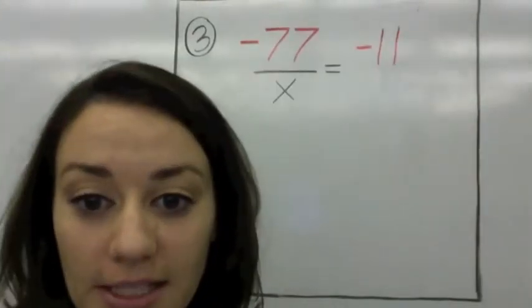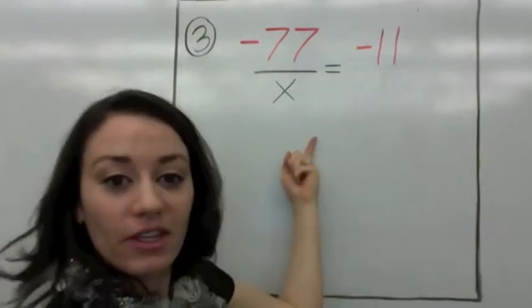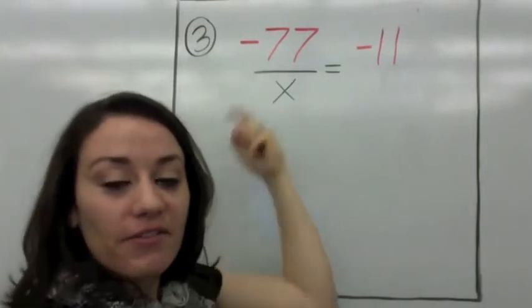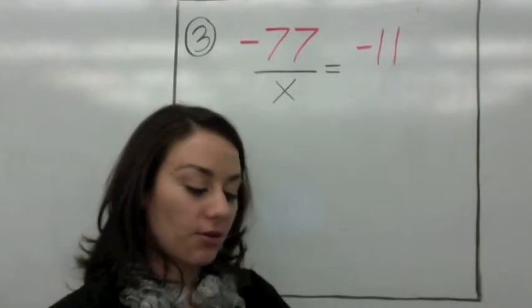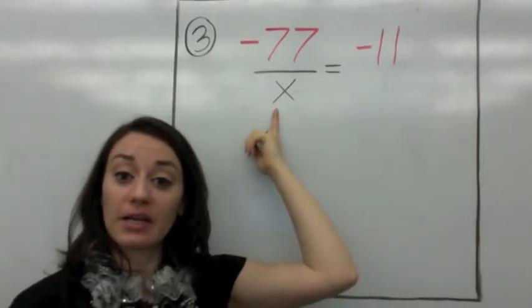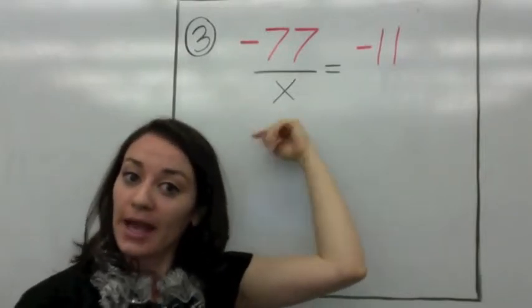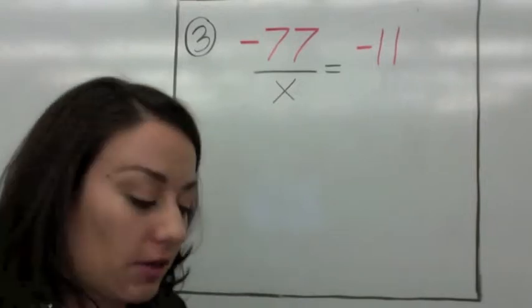We are finally at our last example. Hallelujah! Okay, let's solve it. Read it with me. It says negative 77 divided by x equals negative 11. Okay, so it's asking what number do you have to divide by? You start with negative 77, you divide by some number, and that would give you negative 11. So let's figure it out.